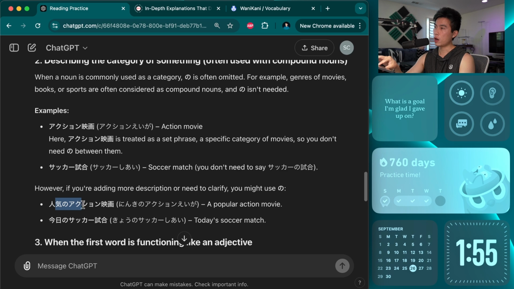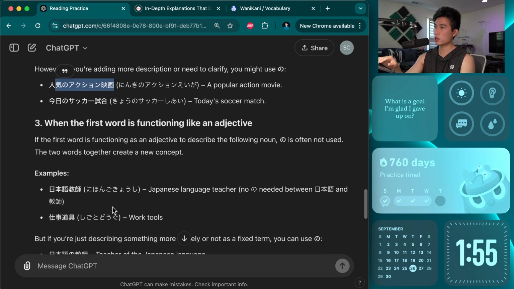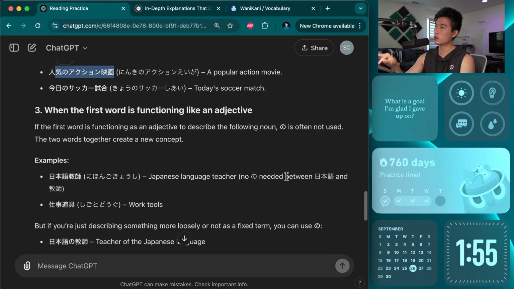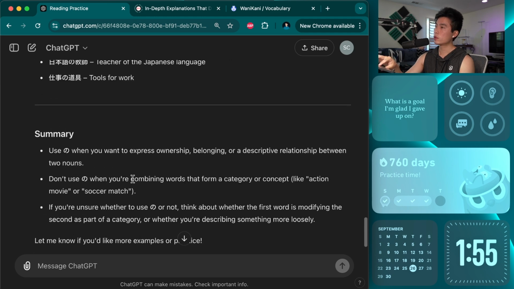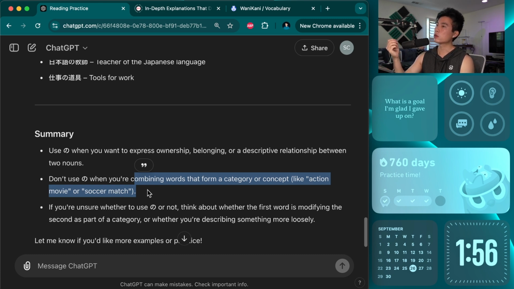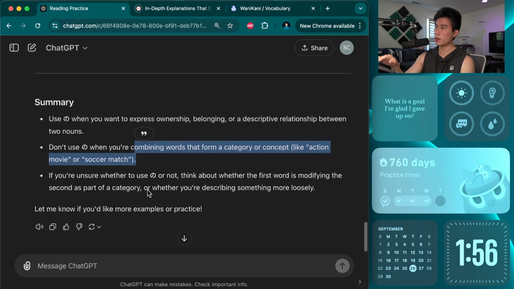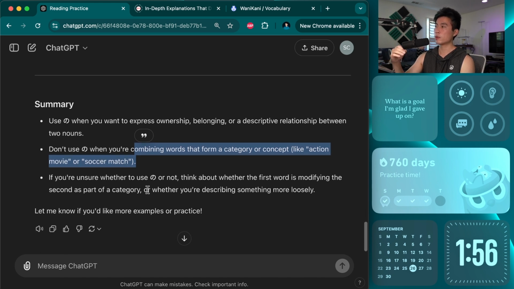Ninki no action eiga. The first word is functioning like an adjective. No needed between Nihongo and kyoshi. Nihongo kyoshi. But if you're just describing something more loosely or not as a fixed term, you can use no. Nihongo no kyoshi. Shigoto no tools. I don't know how to say that. Words combining words that form a category or concept, like action movie or soccer match. If you're unsure, think about whether the first word is modifying the second as part of a category or whether you're describing something more loosely.